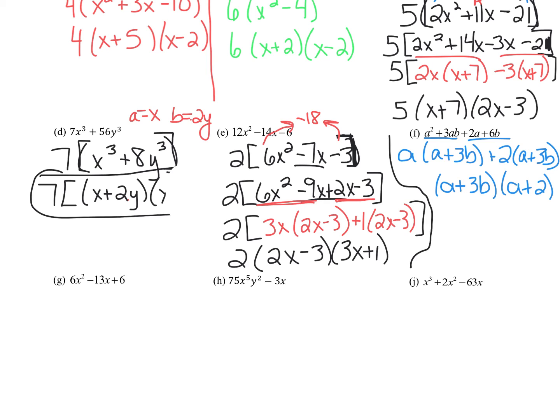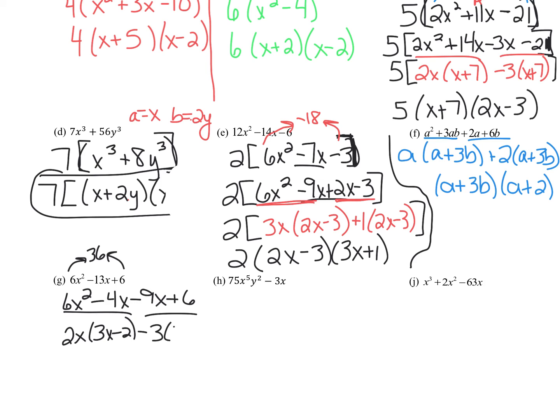Letter G, I don't see any GCFs, right? So I'm just going to have to go straight to 36. And I have 6x squared. Factors of 36 that add up to negative 13 are negative 4 and negative 9. And then we group. And then we take out the 3x minus 2 and leave the 2x minus 3.